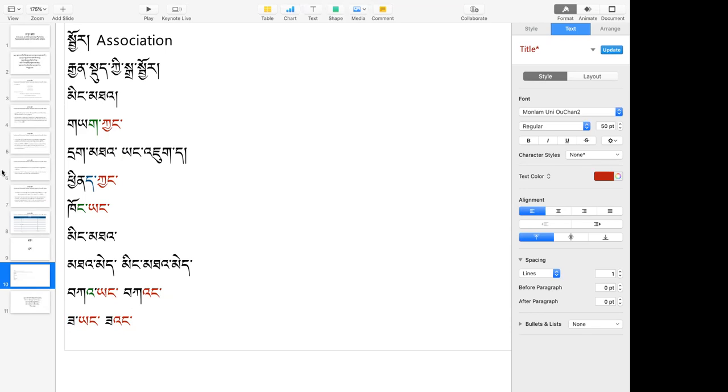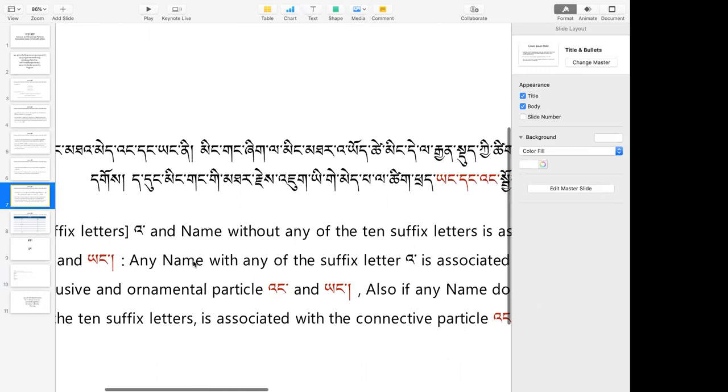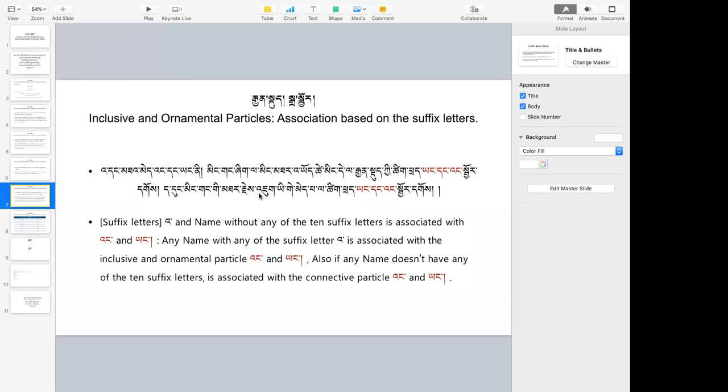Okay, so this is the meaning of this particular line, the third line of the verse that tells us about the association based on suffix letter. In the previous class we had just one line, and that line is from the text of Tree of Excellent Speech, which tells us about the different particles. And these three lines are the three lines which tell us about the association based on suffix letter.